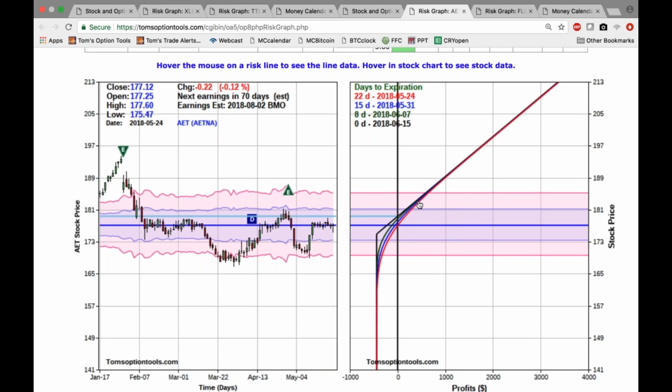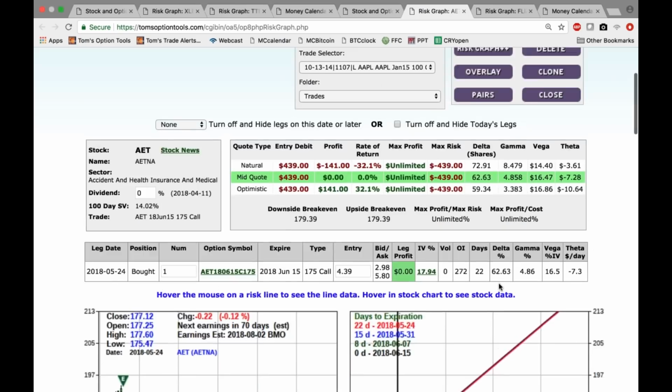Today, tomorrow, 22 days from now, because you're so deep in the money that the time value pretty much evaporates if the stock gets up above its highs that happened just, what was it, last month? So that's Aetna. Let's take a look at one more.